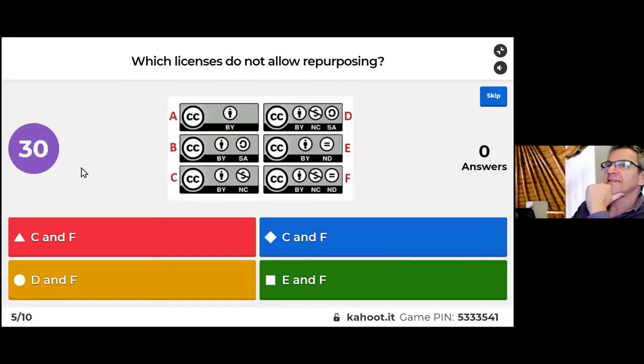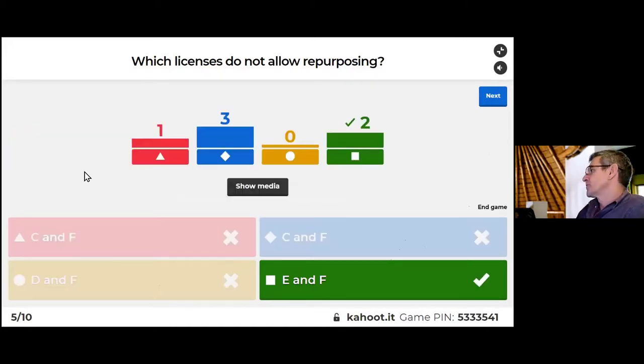Which of these licenses do not allow you to change them? All right, and you'll notice there's at least 2. F is in all of them, so there must be one other. So what's the other one that does not allow repurposing? 4 seconds remaining. All right. Bit of a mess, that one. So keep an eye then.